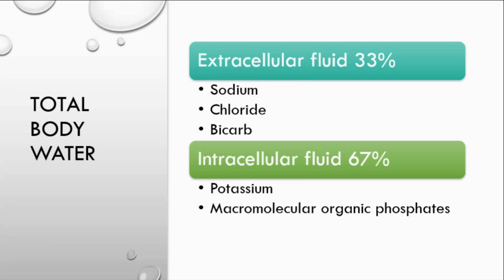The cell membranes between the compartments are freely permeable to water, so water can move freely across, and then it's the ions and the concentration, the tonicity, which we'll discuss in a bit, that affects where the water moves to.